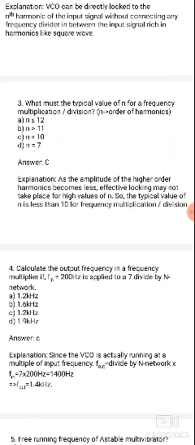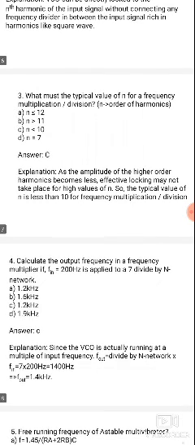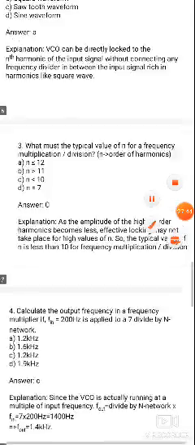Just now we discussed that greater than 10 is the problem, so the typical value we can choose is less than 10. What is the typical value of n for frequency multiplication? As the amplitude of higher order harmonics becomes less, effective locking may not take place at high values. So the typical value of n is less than 10 for frequency multiplication, and also for frequency division. The typical value is less than 10.